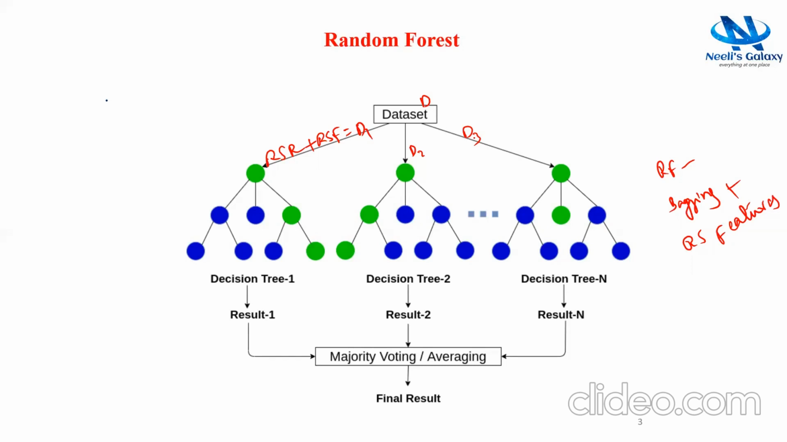For example, if the predicted output from decision tree 1 is 5, the predicted output from decision tree 2 is 2.3, and from decision tree 3 it is 4, what is the final output? It is the average of all the values resulting from the decision trees. So this is the overall final result obtained in the case of random forest acting as a regressor.